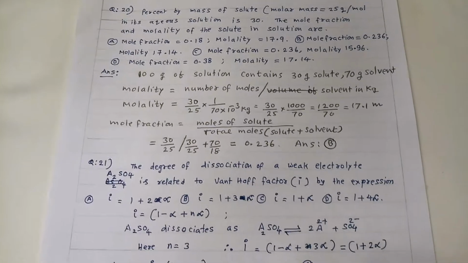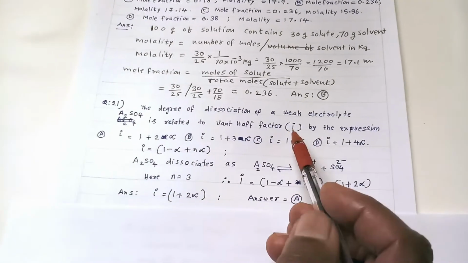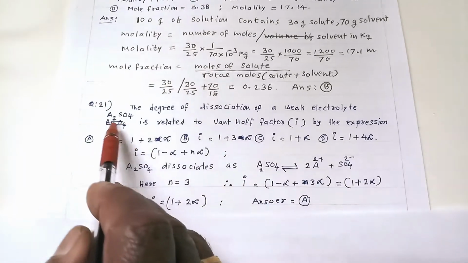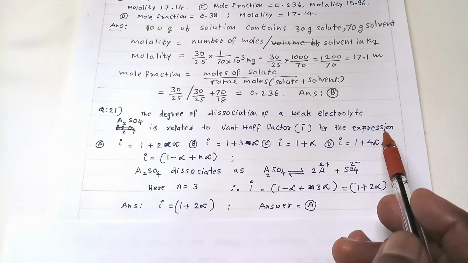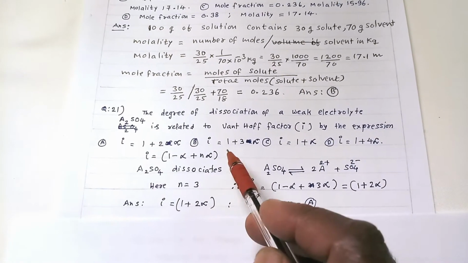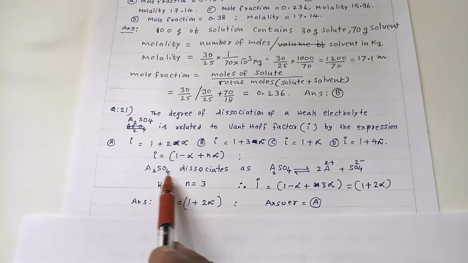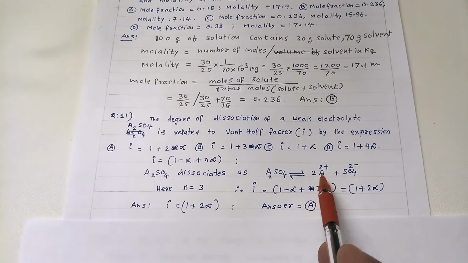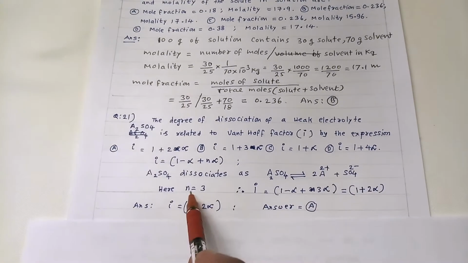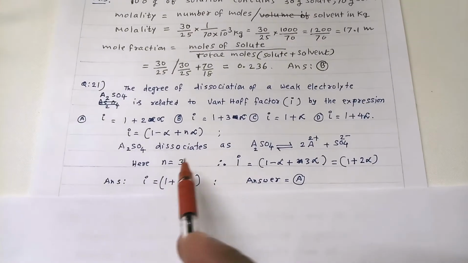So next we will go to question number 21. The degree of dissociation of a weak electrolyte A2SO4 is related to the Van't Hoff factor i by the expression. So we have to calculate the Van't Hoff factor. So A2SO4 dissociates into 2A plus and SO4 2 minus. The total number of particles coming, n is equal to 3.